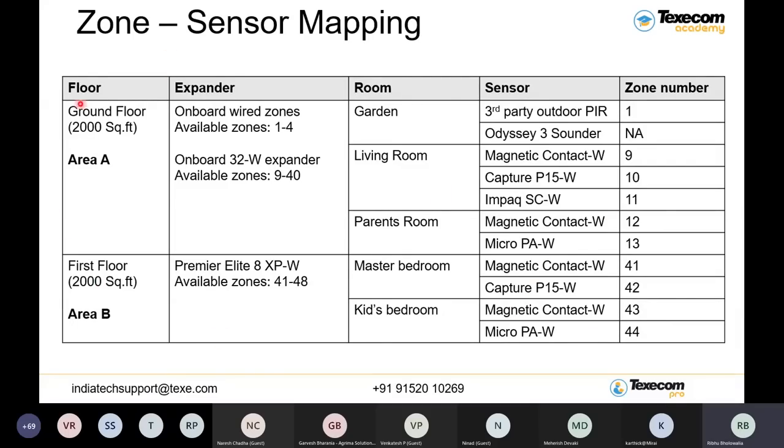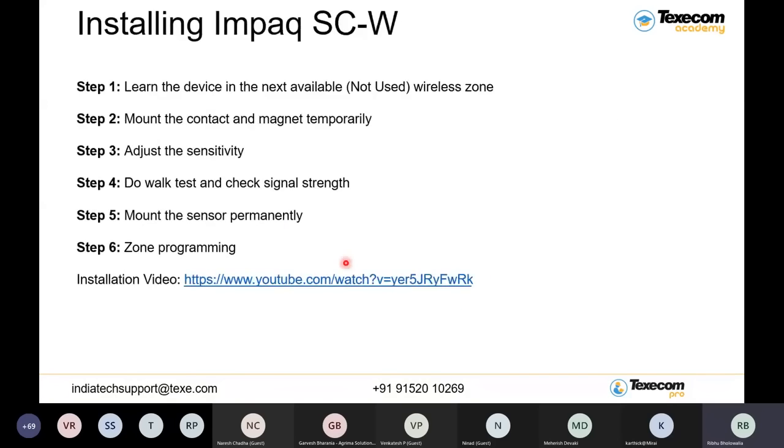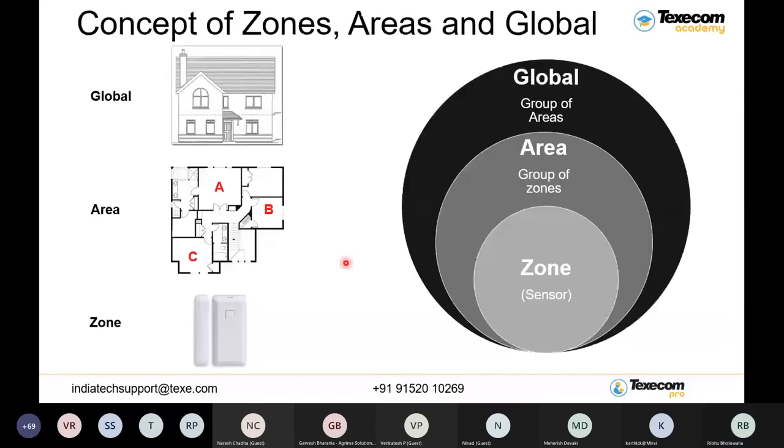And both area A and area B together are called global. So the group of areas is called global. Under global, both area A and area B come. Correct? So a zone is a smaller part. A zone is a part of an area, a group of zones is called an area, and a group of areas is called global. So this is what it means.